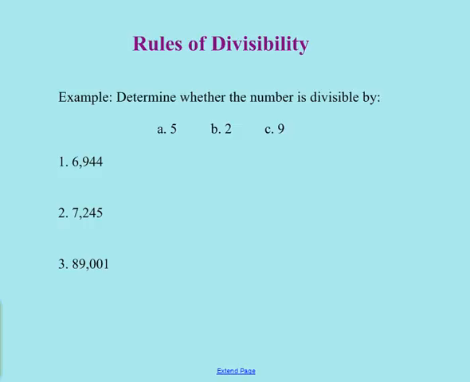And finally, our third example, 89,001. Is it divisible by 5? No, it's not. How about by 2? No again. Is it divisible by 9? Well, let's add up the digits. 8 plus 9 plus 1 gives us 18 again. Of course, we know that 18 is divisible by 9. Therefore, 89,001 is also divisible by 9.